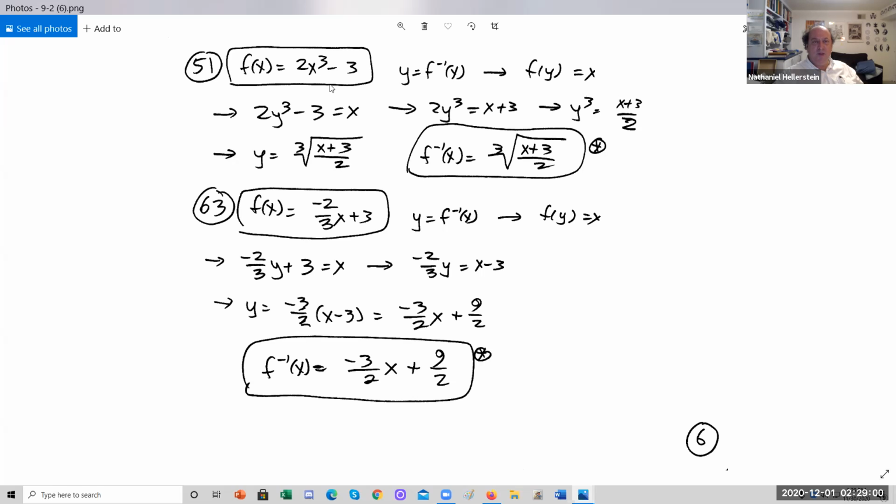All right. And again, it's fairly obvious. First you cube, then you double, then you subtract 3. First you add 3, then halve, and then take the cube root.